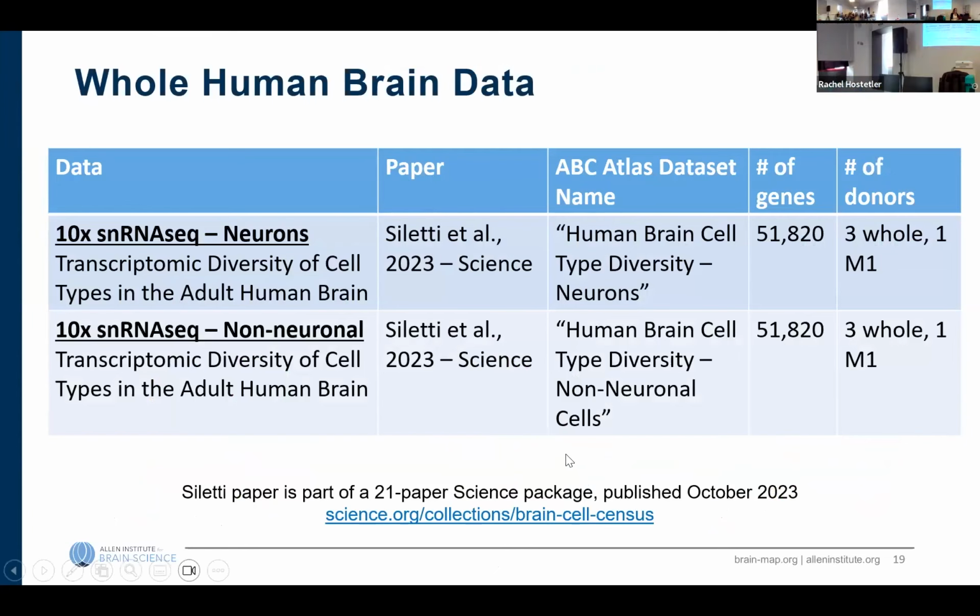And here in the Allen Brain Cell Atlas, this data set is actually split up between the neuronal data set and the non-neuronal data. And you can look up over 50,000 genes through this data set. And again, this was part of a major package that was published in Science last year. It was a 21 paper package. And here's a link below to access these papers.